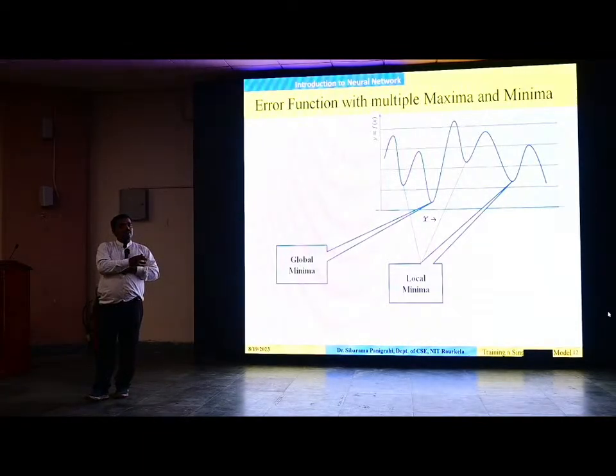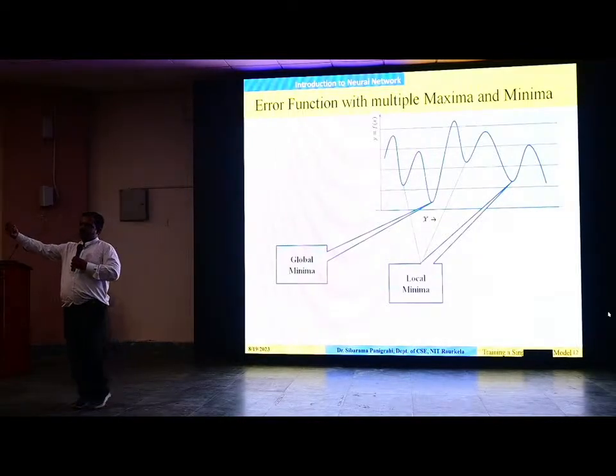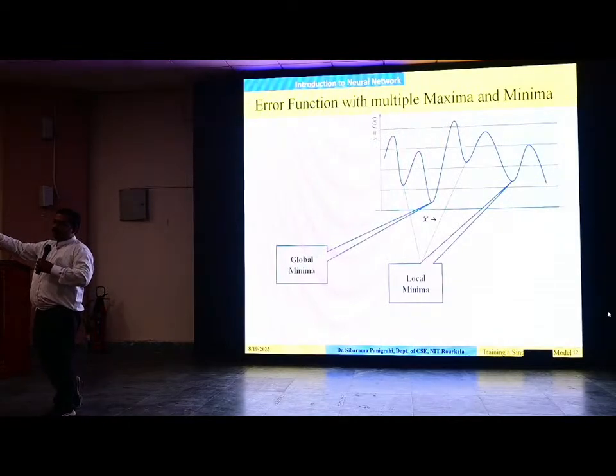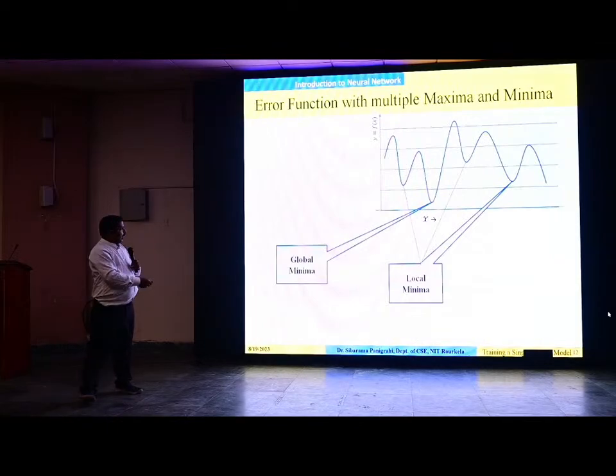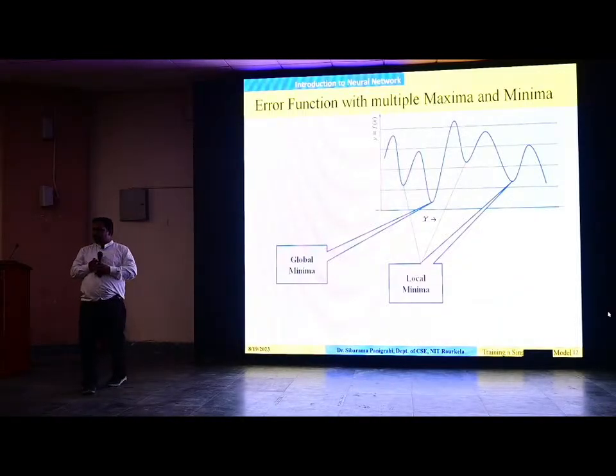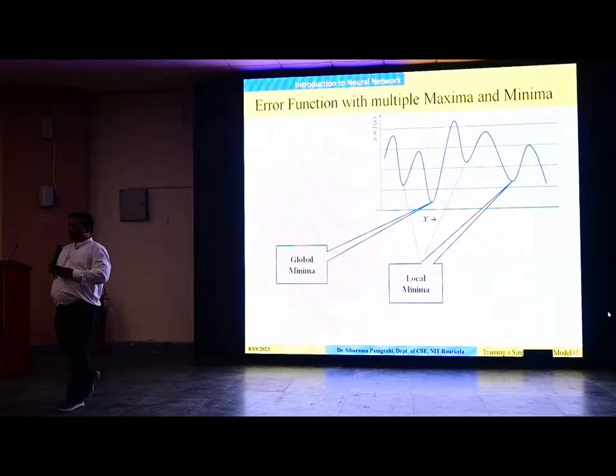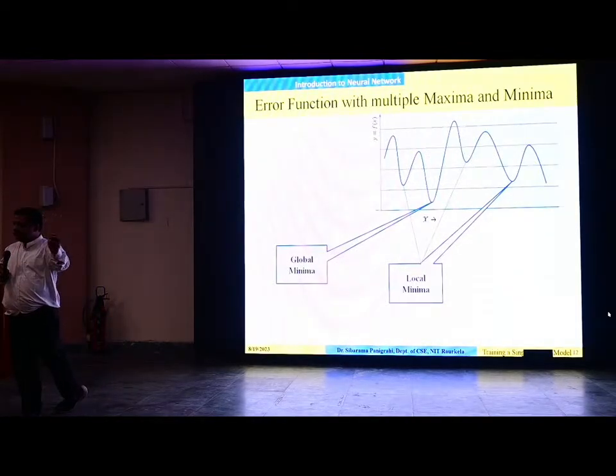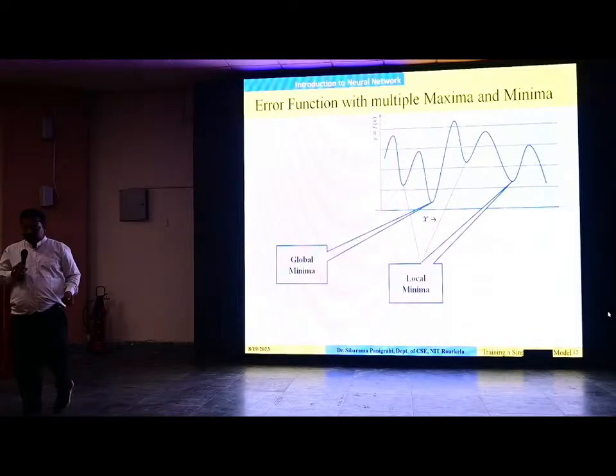So you see, solving an error function with multiple minima is difficult because you might get stuck in a local minima, right? If you see, out of all the minima, all are local minima except one. This is the global minima, right? So one is the global minima. I hope all of you understand English and can easily distinguish between local minima and global minima, right?